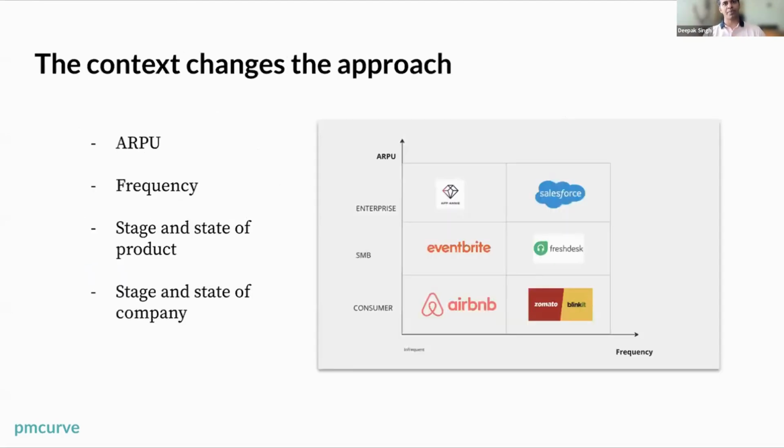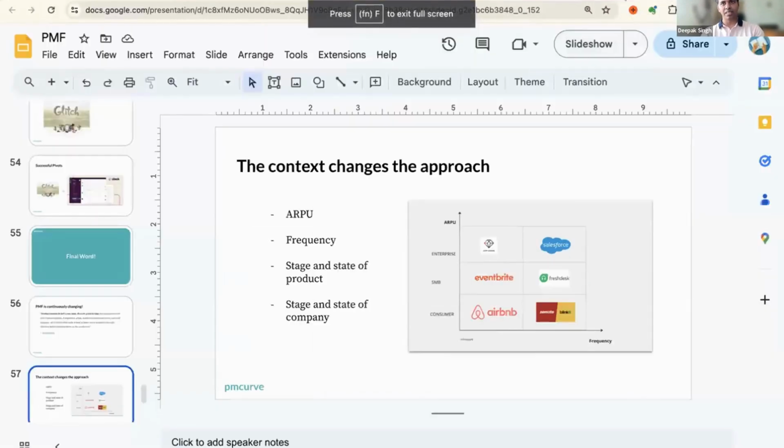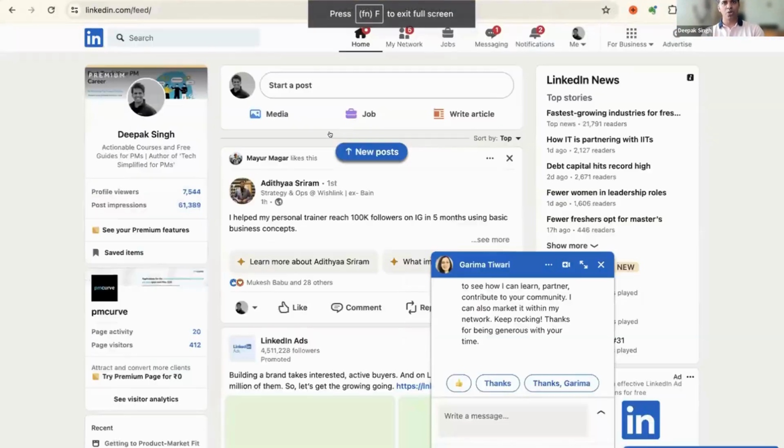The next thing is the context will change the approach. So the ARPU, frequency, stage of the product, state of the product, stage of the company, state of the company, has to change the approach that you take for PMF. We talked about how surveys can be useful for Superhuman, but not for others, right? And on this, I will just show you.